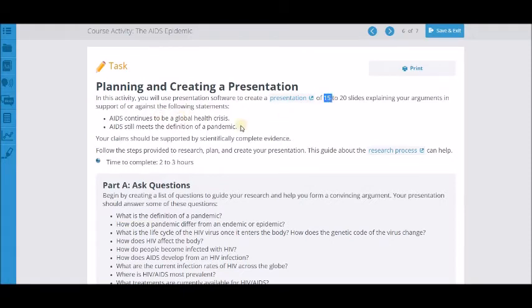Okay, so you're going to be making 2 arguments, and you're going to argue for or against these 2 things. AIDS continues to be a global health crisis, yes or no, and AIDS still meets the definition of a pandemic, yes or no. They should be fully supported by scientific evidence. Now you're starting to see that this says you're going to do it in 2 to 3 hours. I think it's going to take you a little bit longer, but I figure an hour a day, that gives you 3 days to do it, right?